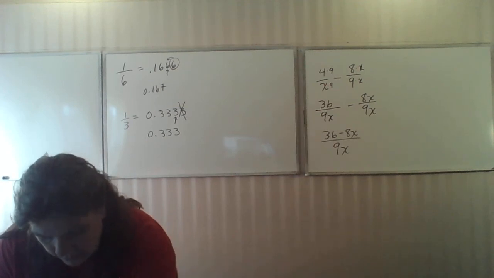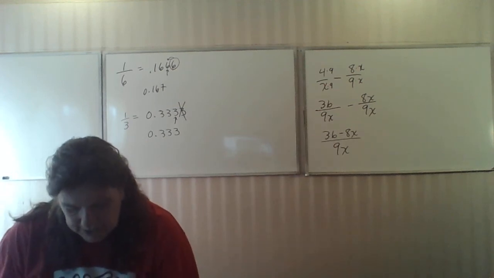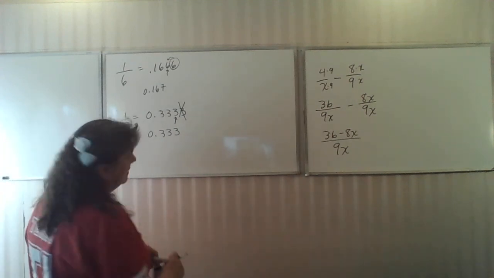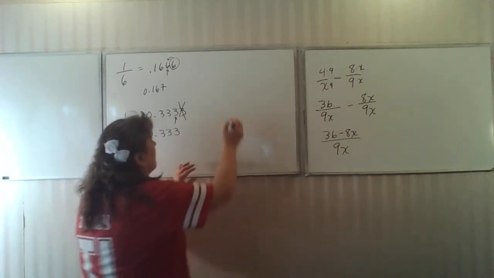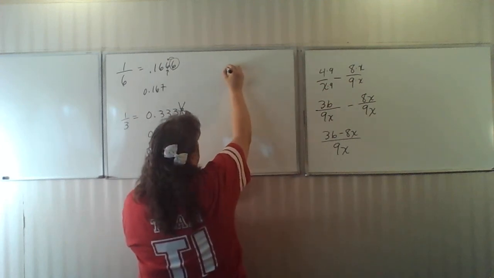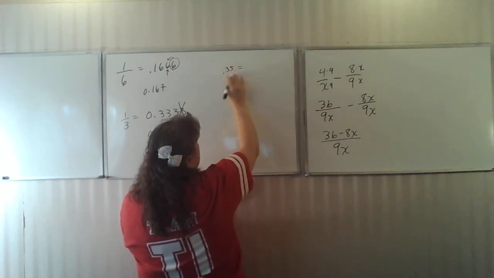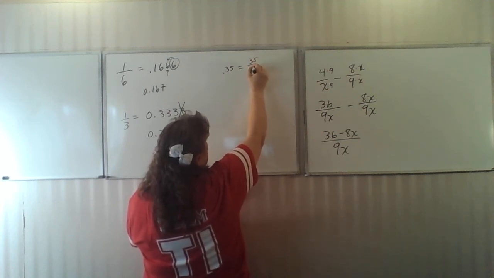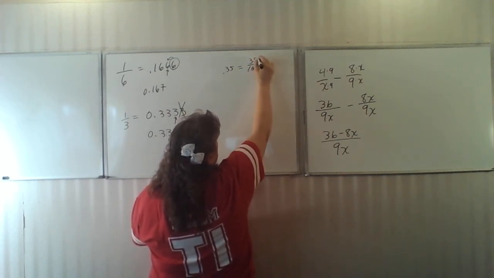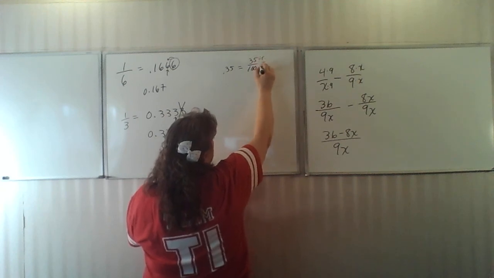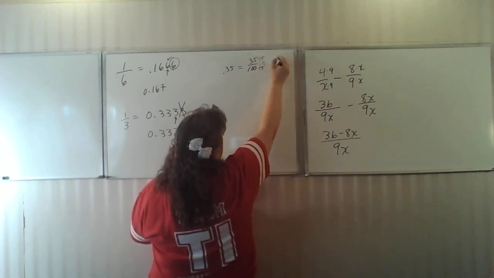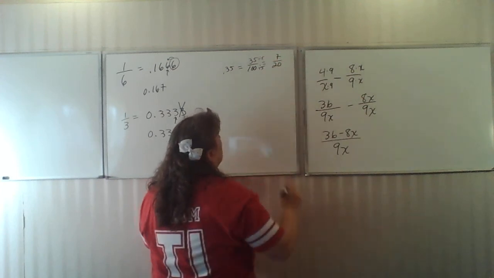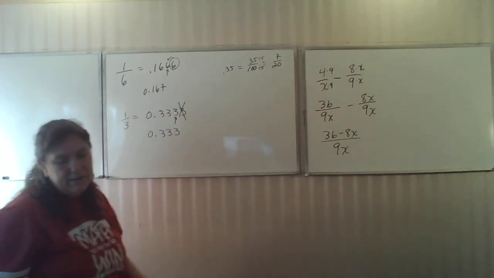And changing decimals to fractions again. Okay, let's look at that. 0.35, that's 35 hundredths. So you're going to write it as 35 over 100. Divide both by 5 to simplify. And you're going to end up with 7 over 20. And that's going to be the final fraction.